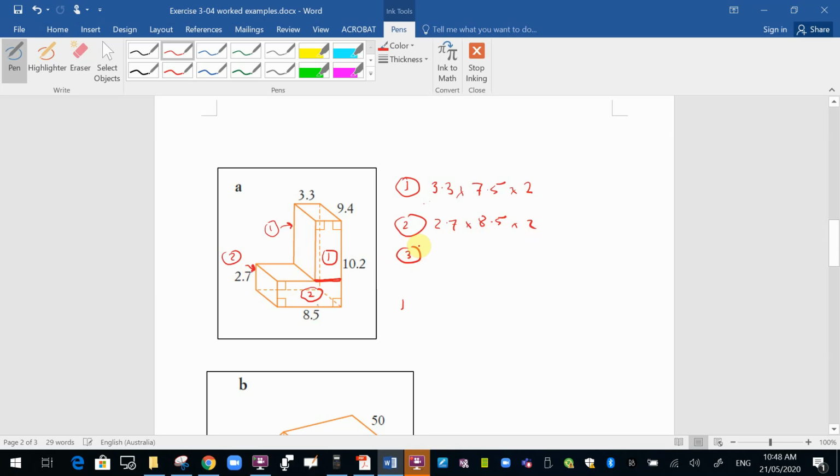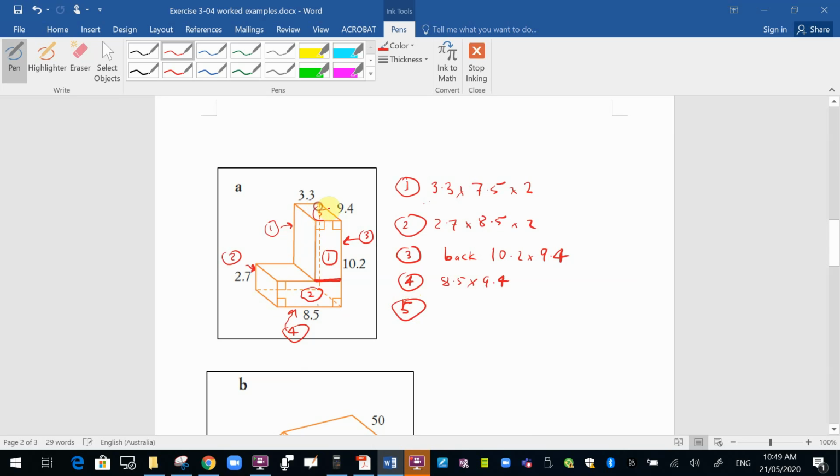Shape number three is at the back. In behind, just put an arrow in behind. And that is a big rectangle. Dimensions are 10.2 times 9.4. There's only one of those. Shape number four is the base underneath. Underneath, so that's 8.5 this way. It's the same as that, 9.4. Shape number five, surface number five.